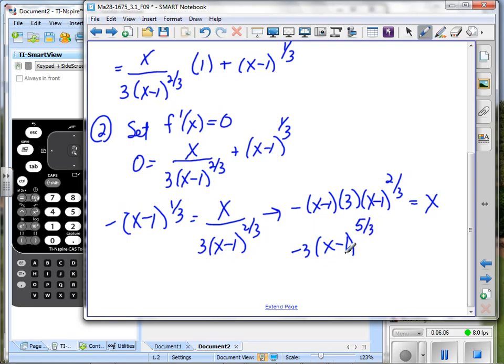Good. 1 is 3/3. 3/3 plus 2/3 is 5/3. Is that going to help me any? Where am I going on this problem? What do you think?